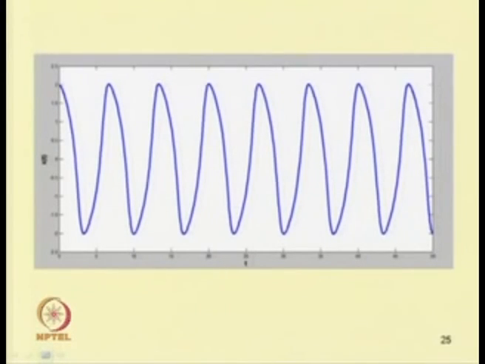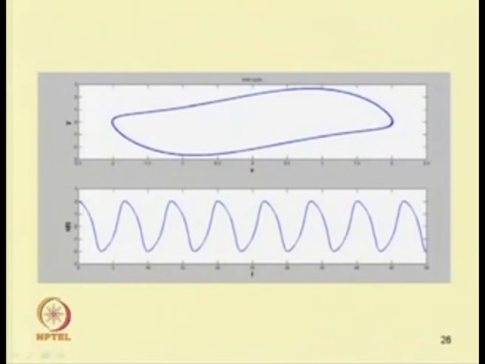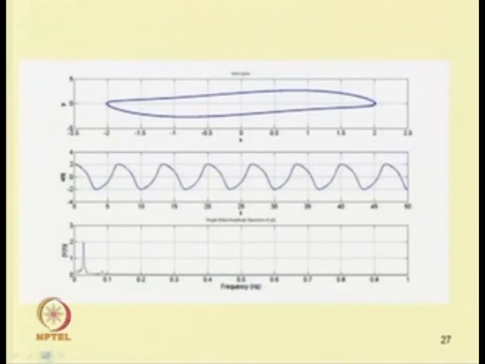So, for example, let us take this van der Pol equation. In case of the van der Pol equation, the time response is obtained like this. So, this is the phase portrait obtained, time response, phase portrait, and one can obtain the power spectra also. So, in this way, by using this RK4 method, one can find the time response of the system.